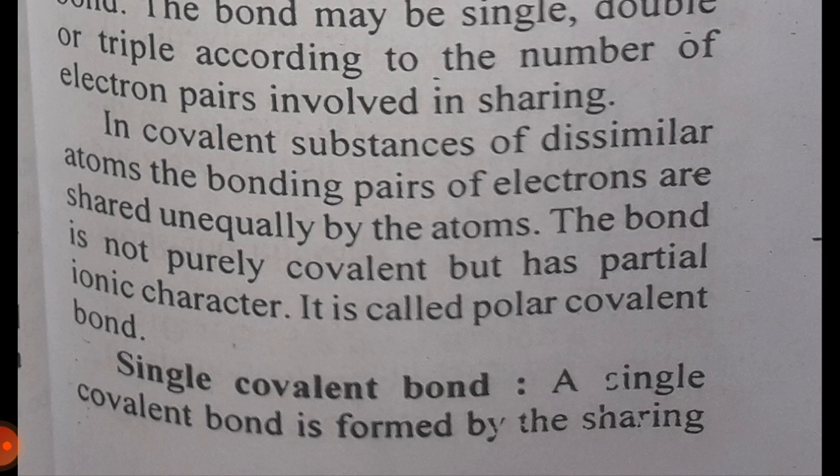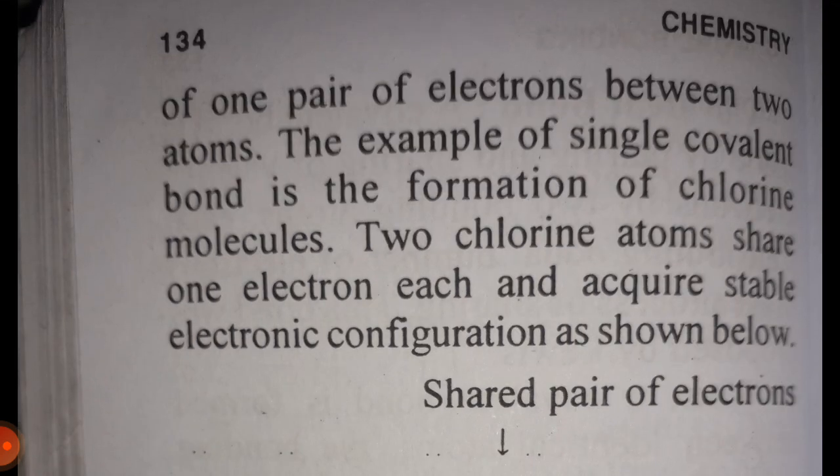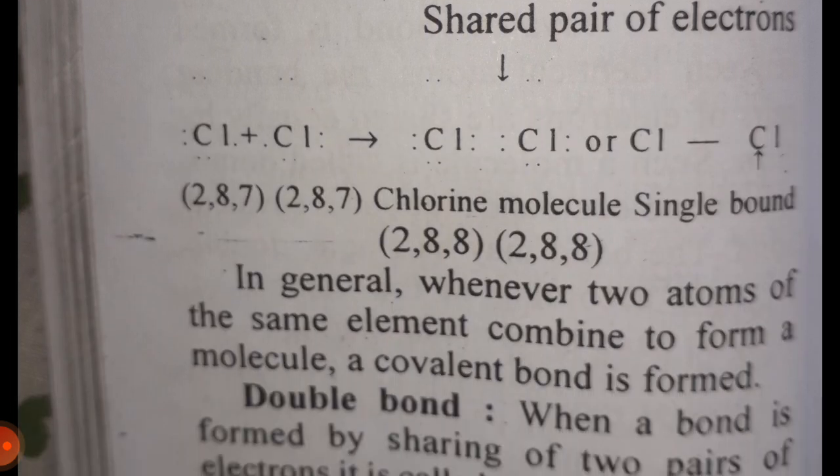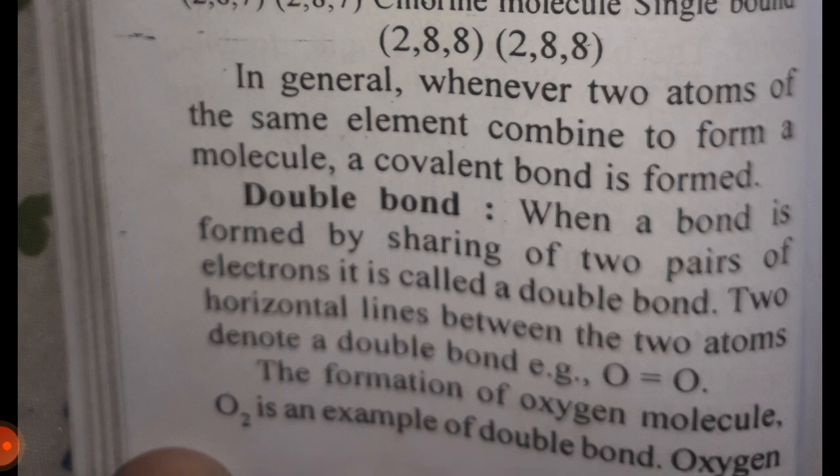A single covalent bond is formed by the sharing of one pair of electrons between two atoms. An example of a single covalent bond is the formation of the chlorine molecule. Two chlorine atoms share one electron each and acquire stable electronic configuration, as shown below. Shared pair of electrons: chlorine (2,8,7), chlorine (2,8,7), chlorine molecule, single bond. In general, whenever two atoms of the same element combine to form a molecule, a covalent bond is formed.